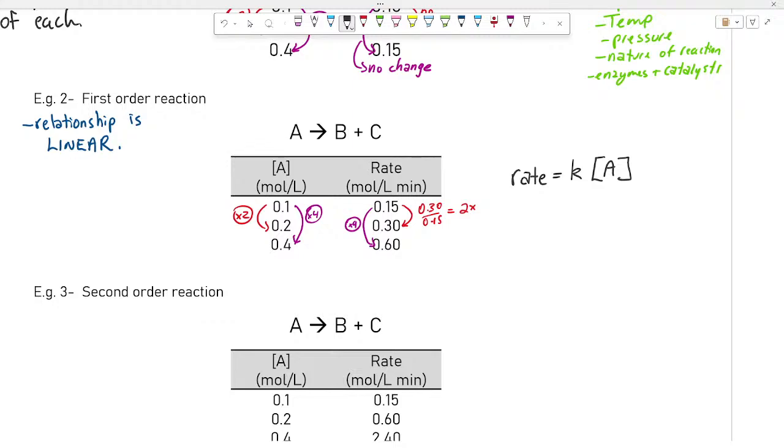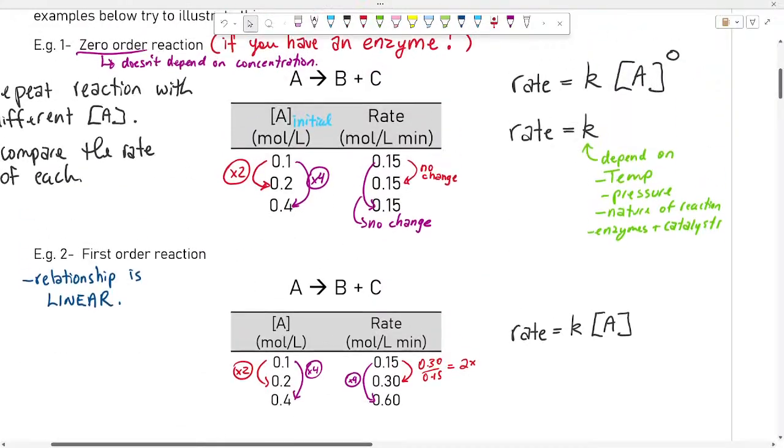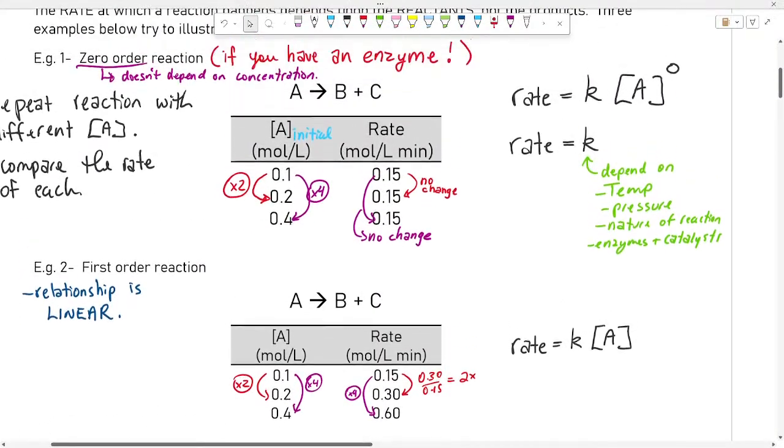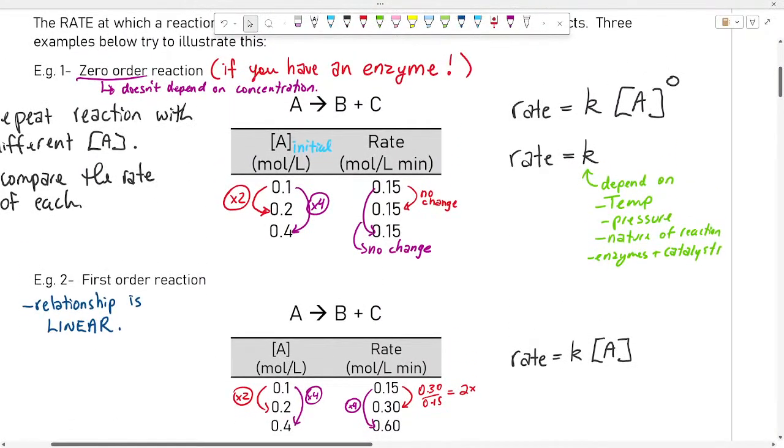Sorry? These are different reactions. I'm using A, B, and C, which are not real compounds here. We're talking about examples of types of reactions. So the real thing here might be, this one might be glucose breaking down into carbon dioxide and water. That's going to be zero order because you're saturating an enzyme.